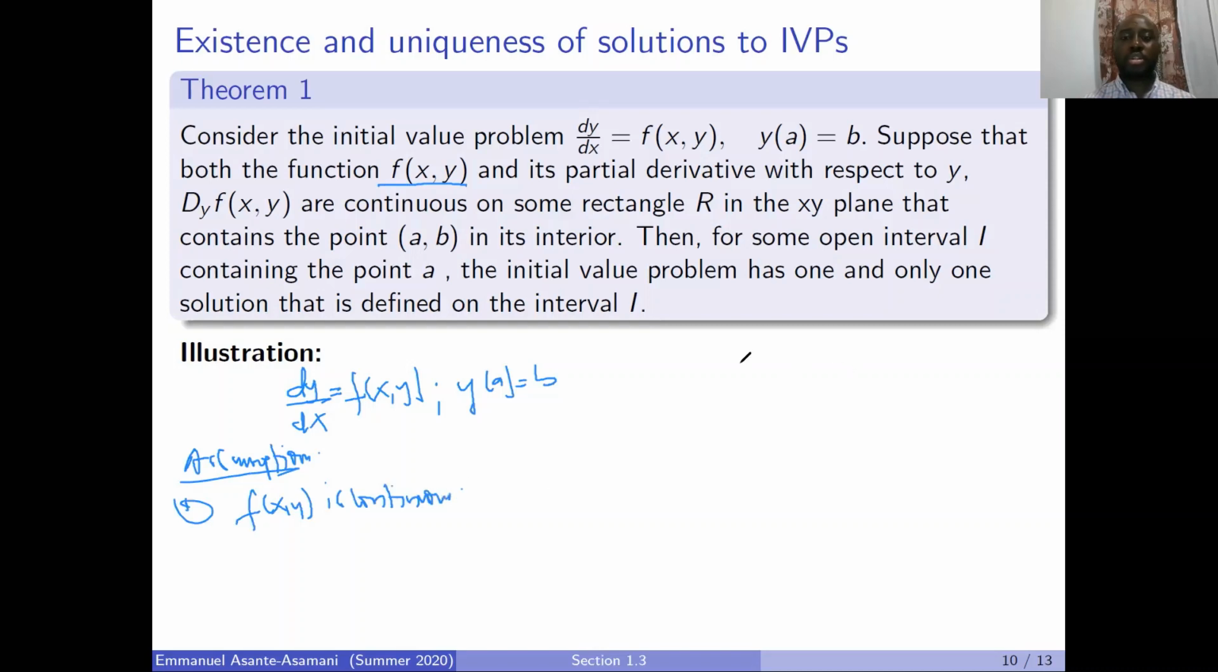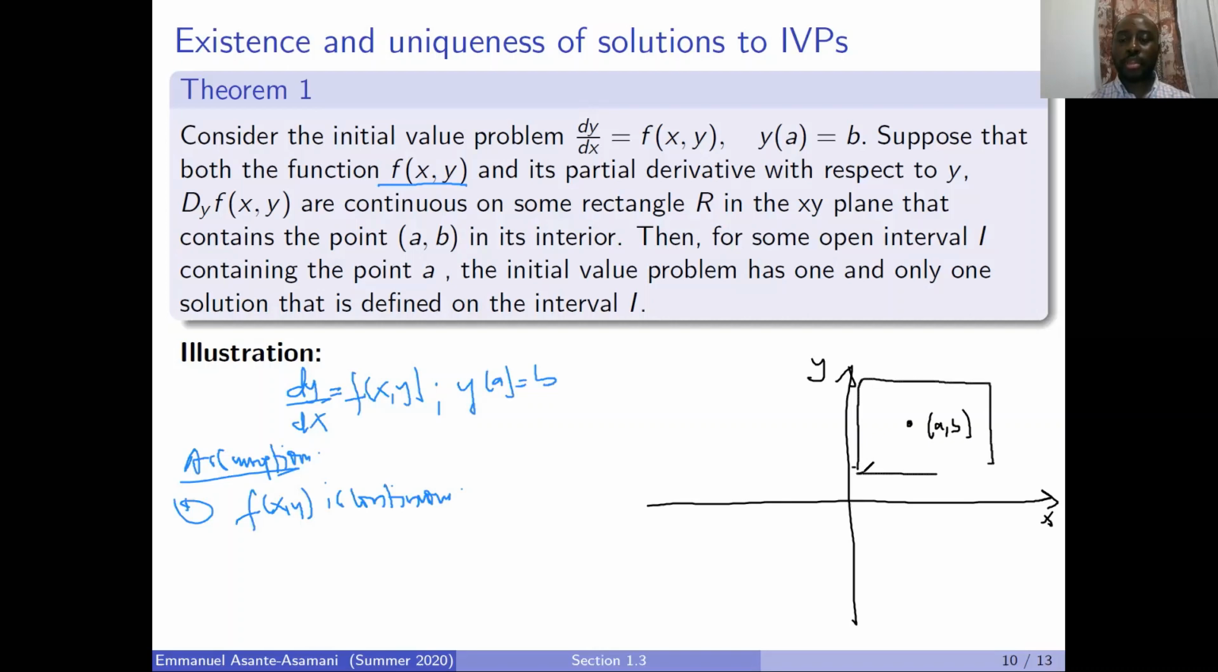Okay. And it's continuous specifically within, so let's call this y and let's call this x, and let's say that this is my initial point (a, b), which determines my initial condition. So definitely I want my solution curve, my particular solution, to go through this. Now I want my function f of x, y to be continuous within some rectangle that contains my initial point. Let's call this rectangle R. So I want this to be continuous in R.